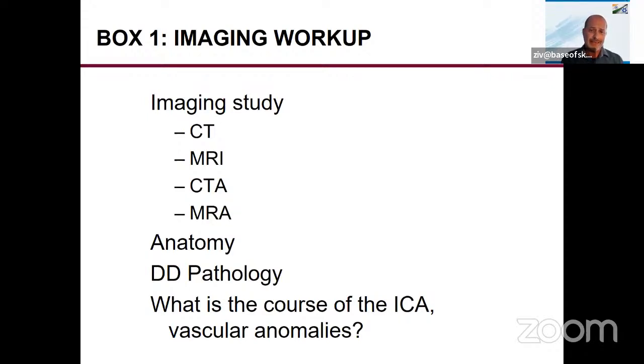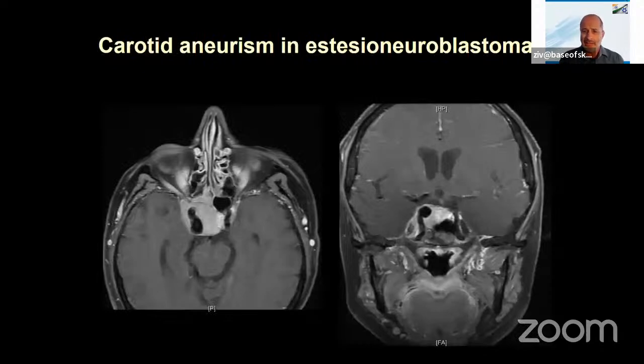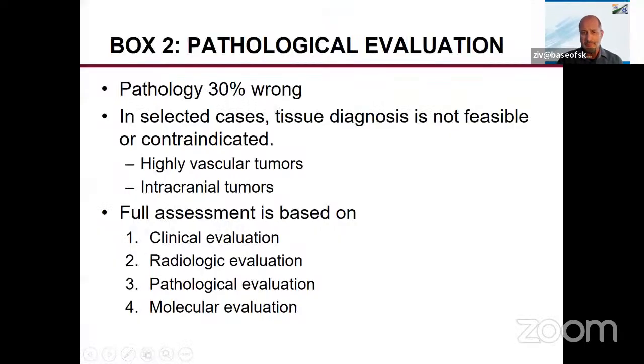When we translate the imaging into surgical workup, to be prepared for the operation, we specifically look at the internal carotid artery. As you can see here, this is an anomaly of the internal carotid artery. You can see an aneurysm of the internal carotid artery in a patient with an esthesioneuroblastoma, just to give you an example of what you look for in the imaging before you perform the surgery.